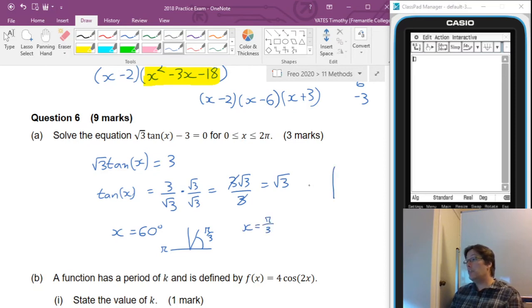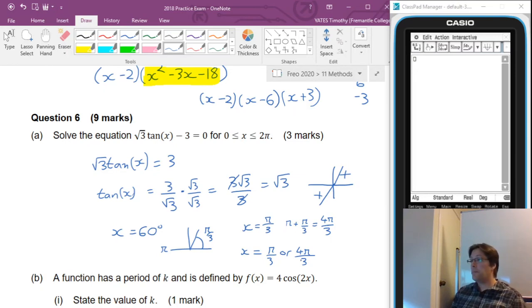But it could be positive or negative. It's from 0 to 2 pi, which is a full way around. Remember that tan is positive in these two sections. So it could be that one up there, or it could be that one down there. This is going to be pi plus pi on 3, which is 4 pi on 3, or 4/3 of pi. So x equals pi on 3, or 4 pi on 3. Those are our two answers for that one there.